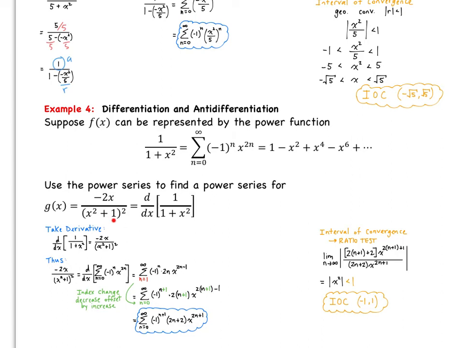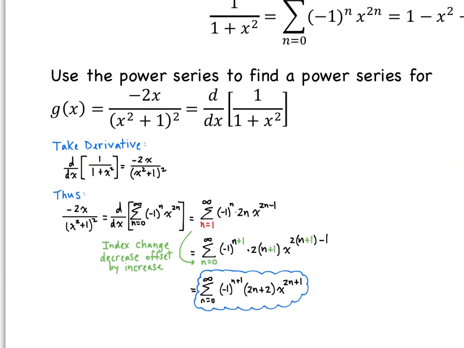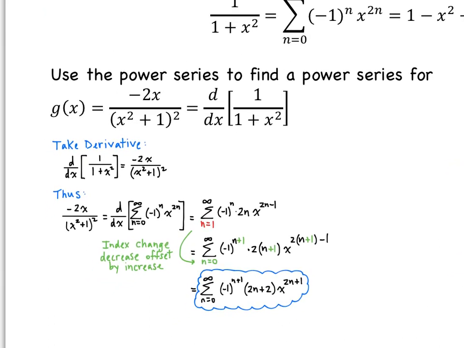So what does that mean? It means we need to take the derivative of this power series in order to get g of x. So g of x represents the derivative of the power series that was given to us. So we're going to take the derivative of this power series. When we do that, one thing we need to note is our index is going to change from n equals 0 to n equals 1.